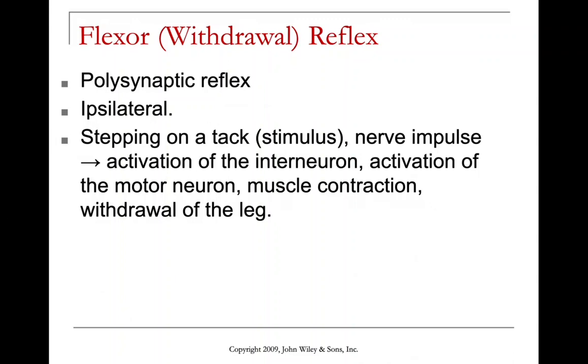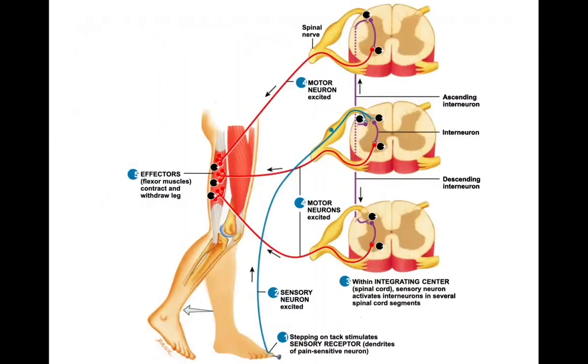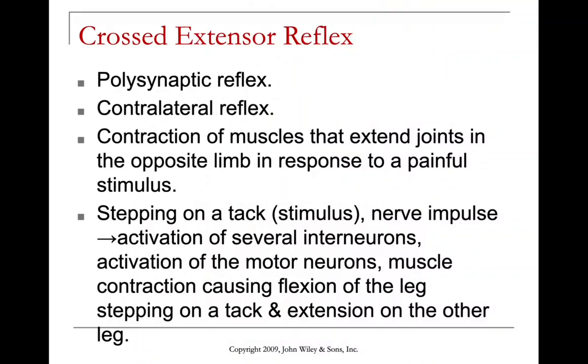Flexor withdrawal reflexes, these are polysynaptic, they're ipsilateral. So if you step on a tack, that's your stimulus, the nerve impulse is going to cause activation in the interneuron, the motor neuron, and you're going to pull your foot off the tack. If you have little kids, you've probably done this with the Lego. The crossed extensor reflex, it's polysynaptic, it's contralateral. So you're going to have contraction of the muscle that extends the joint of the opposite limb. That way, when you step on the tack or the Lego and you pull one leg away, it's going to make sure the other leg stays down so that you don't fall.